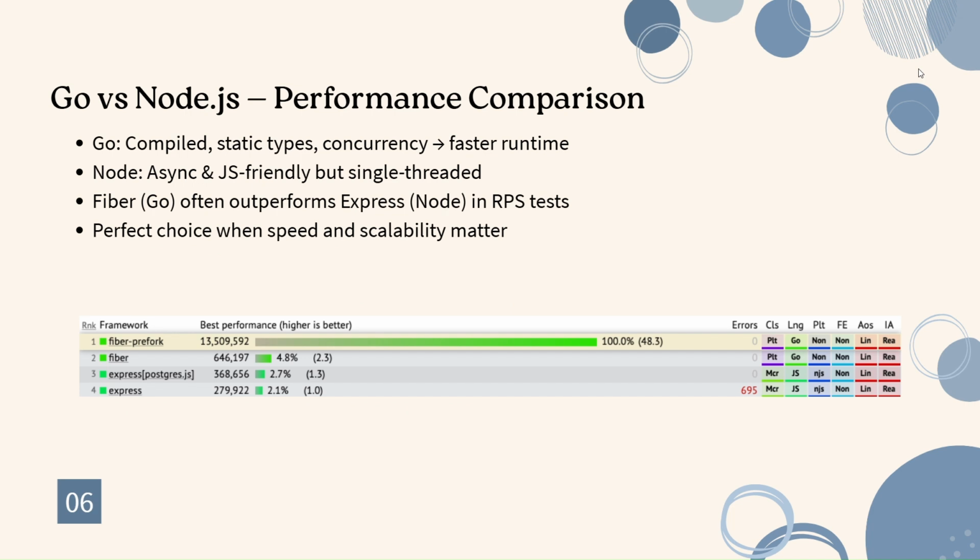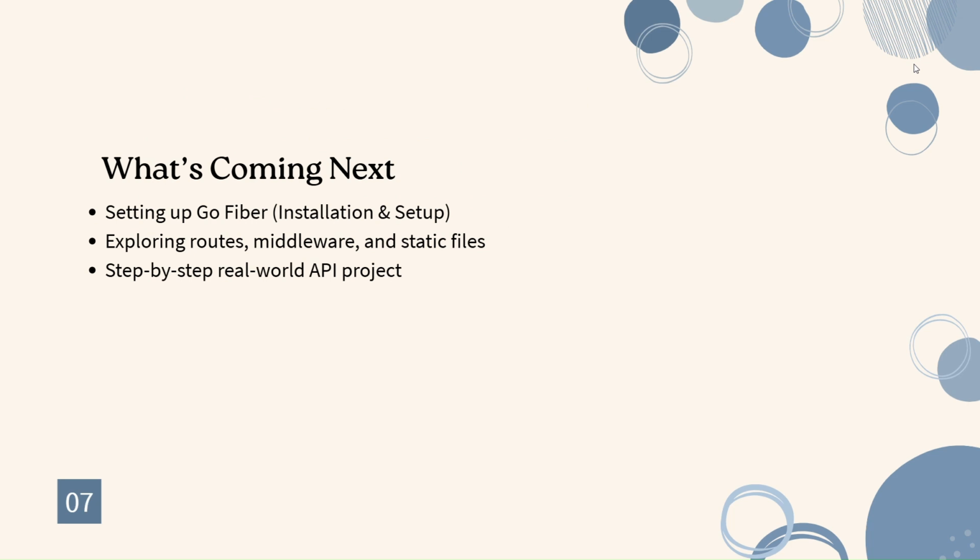Go is a compiled concurrent language and it can handle thousands of goroutines at once. Node, on the other hand, though asynchronous, is single-threaded, which limits its raw performance under heavy load. So if your app is dealing with massive traffic or needs serious scalability, Fiber is a beast and is the best choice for you. So that was our last topic for today.